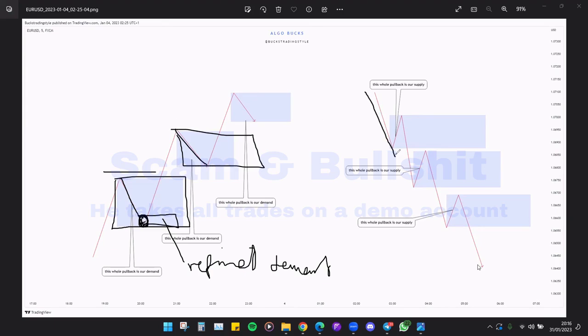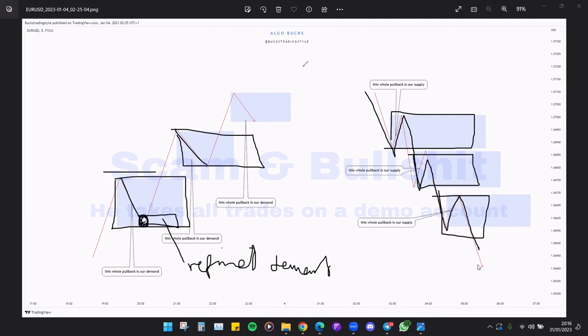We have this impulsive move to the downside. We have this corrective move, impulsive move to the downside, corrective, impulsive move to the downside, corrective, and impulsive. So this whole range right here is our supply. This whole range is our supply.